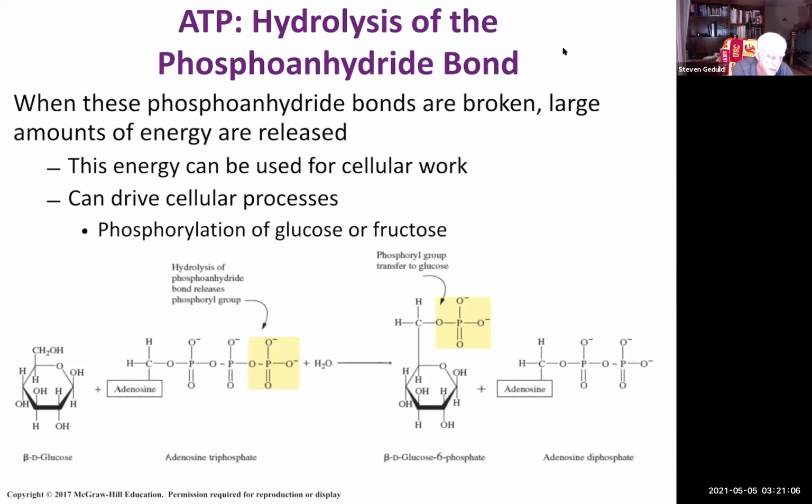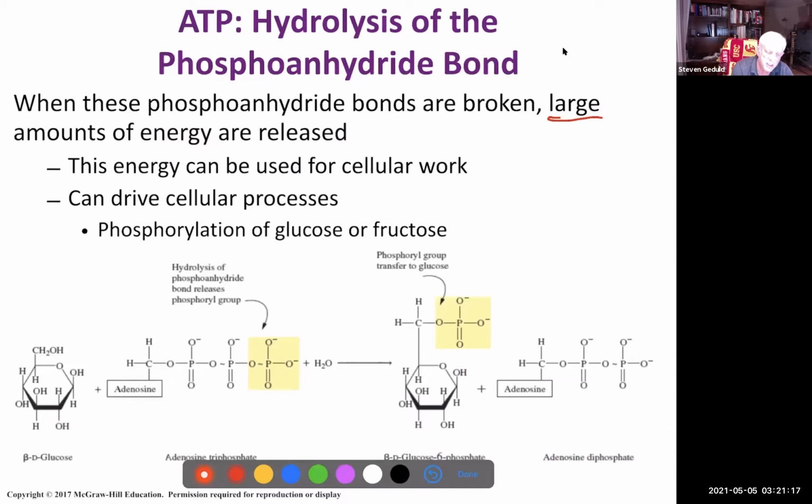So when these phosphoanhydride bonds are broken by hydrolysis, large amounts of energy are released. This energy can be used for cellular work. It can drive cellular processes, like phosphorylation of glucose. We have to phosphorylate glucose before it can enter into the Krebs cycle, and we break it down to produce energy.